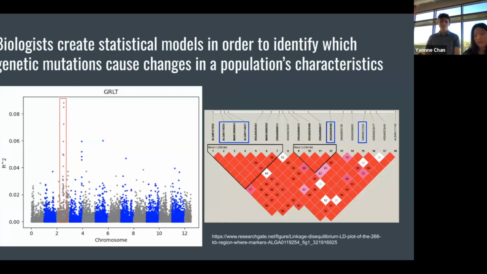Current methods involve biologists creating statistical models in order to identify which genetic mutations cause changes in a population's characteristics. These statistical models can be very complex and tedious. For example, the image below displays a genome-wide association study, or GWAS, in which the correlation between SNP and the trait is graphed for thousands of SNPs along the genome, in order to determine which areas in a chromosome have the most effect on a trait. Then scientists use high correlation SNPs or locations of interest and later use that data to try and determine which variations of rice are ideal for creating strains of rice that are most efficient.